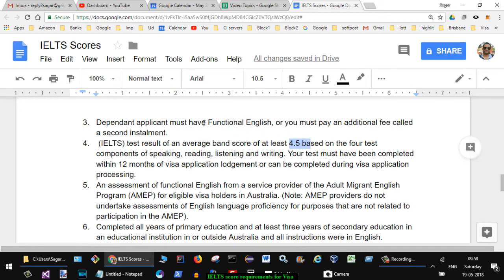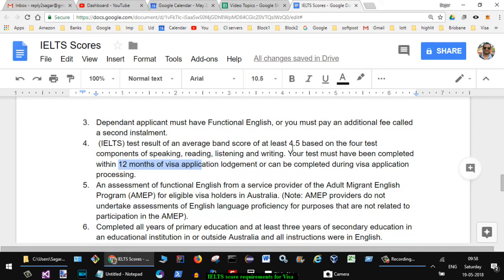If your dependent is not able to score that much in IELTS, then you will have to pay an additional fee called the second installment, which is around $5,000, if your dependent is not able to clear the IELTS exam. And the test must have been completed within 12 months of the visa application lodgement, or can be completed during visa application processing as well.